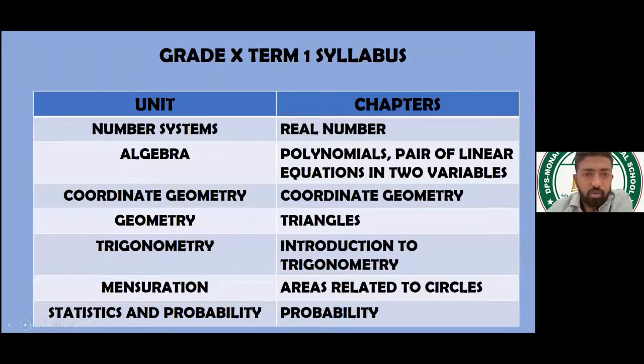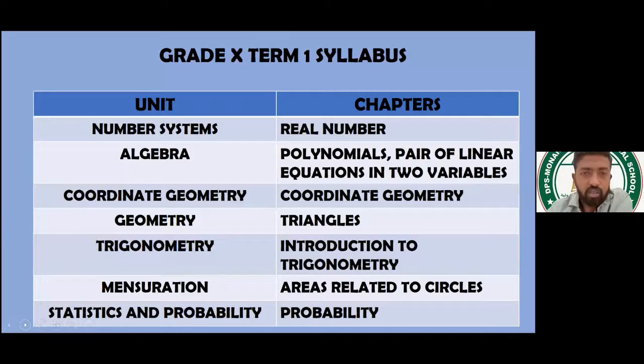Now let's talk about the different chapters in different units. For term 1 syllabus in grade 10, number systems will include the chapter real numbers. Algebra will consist of polynomials, pair of linear equations in 2 variables. Coordinate geometry will have the chapter coordinate geometry. Geometry will consist of the chapter triangles. Trigonometry will have introduction to trigonometry, and mensuration will have areas related to circles.